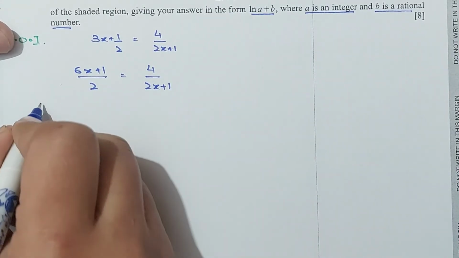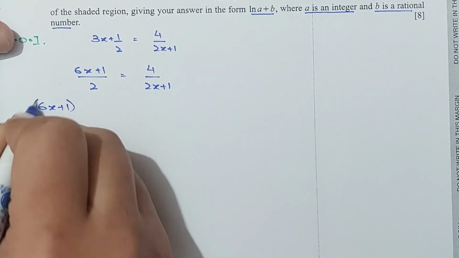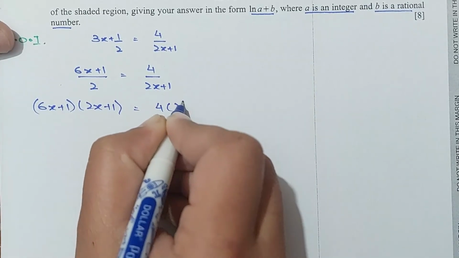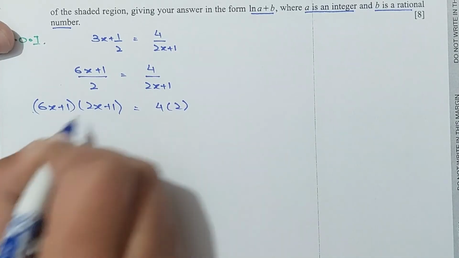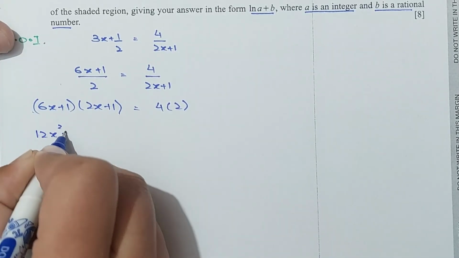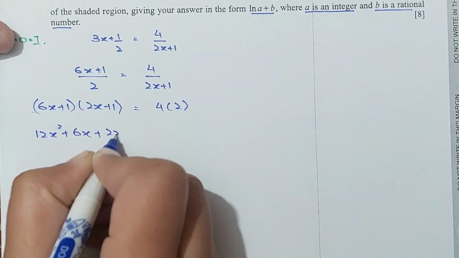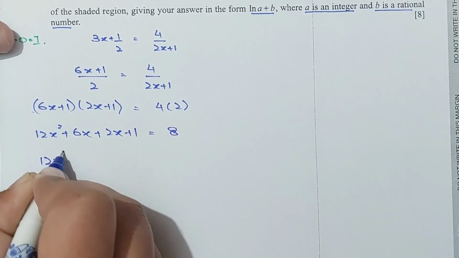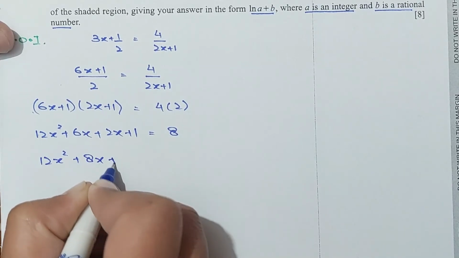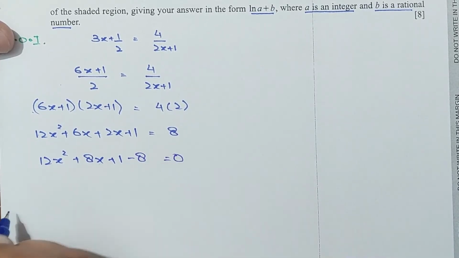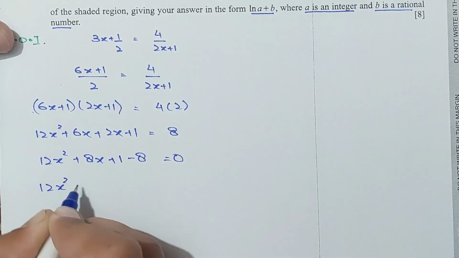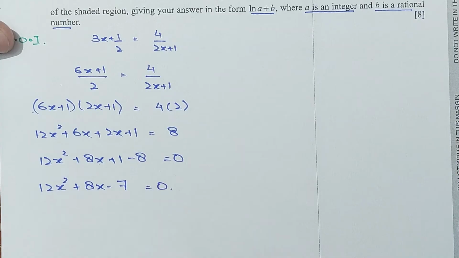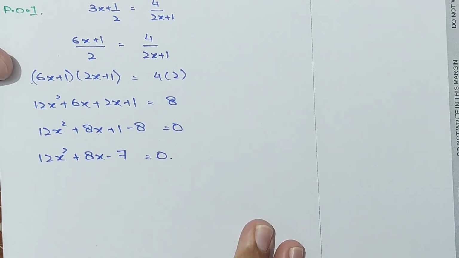Okay, so 6x plus 1 is multiplying with 2x plus 1, and 4 is multiplying by 2. 6 times 2 is 12x square plus 6x plus 2x plus 1 equals 8. 12x square plus 8x plus 1 minus 8 equals 0. 12x square plus 8x minus 7 equals 0. Okay, let me factorize this.